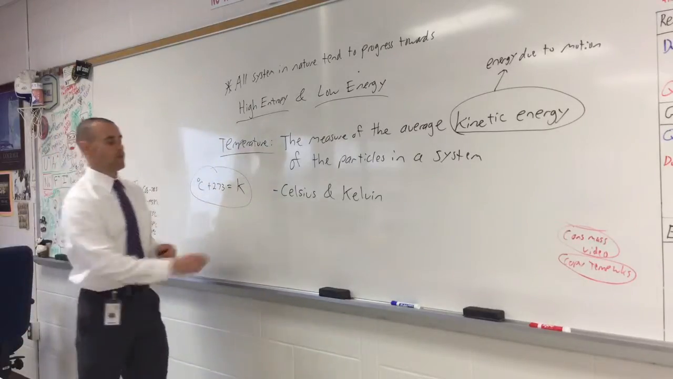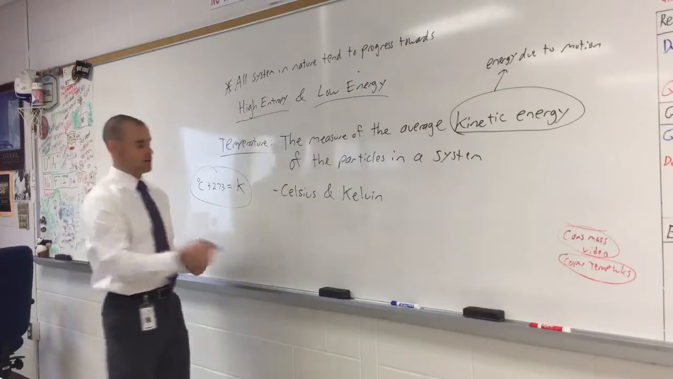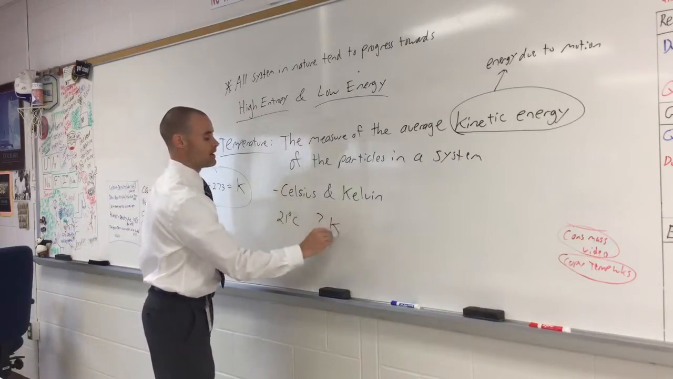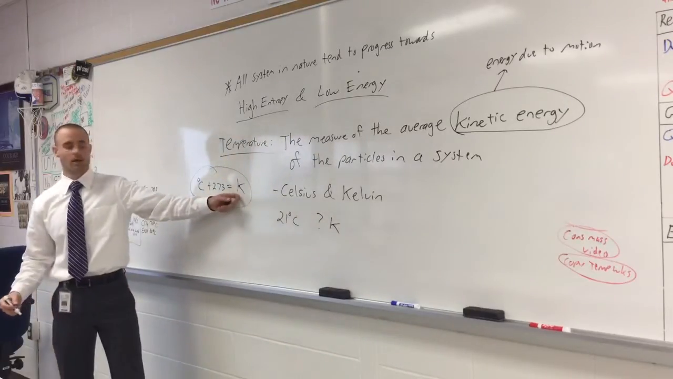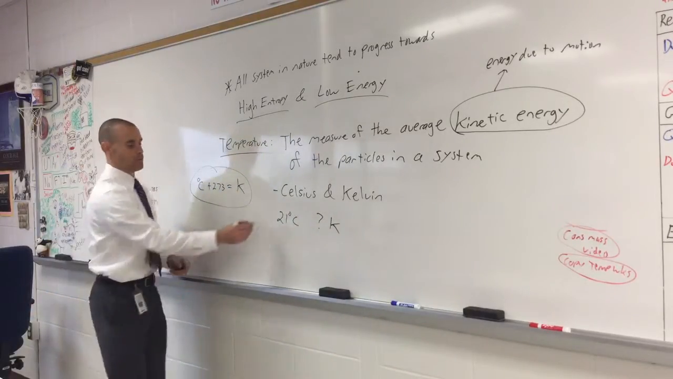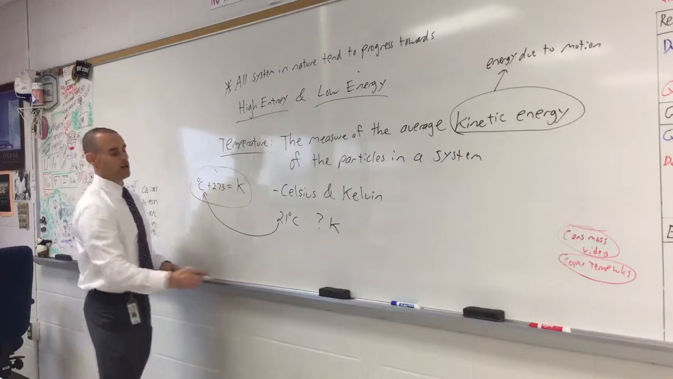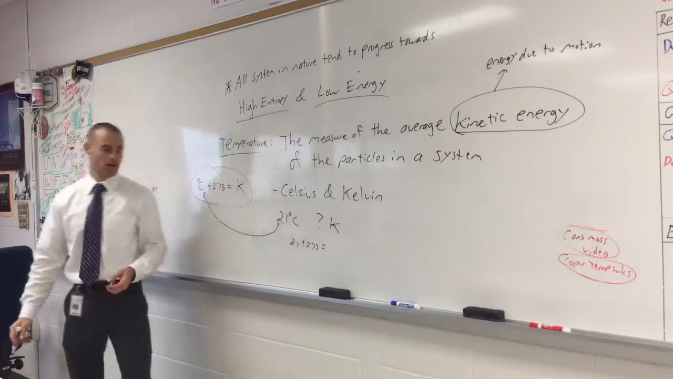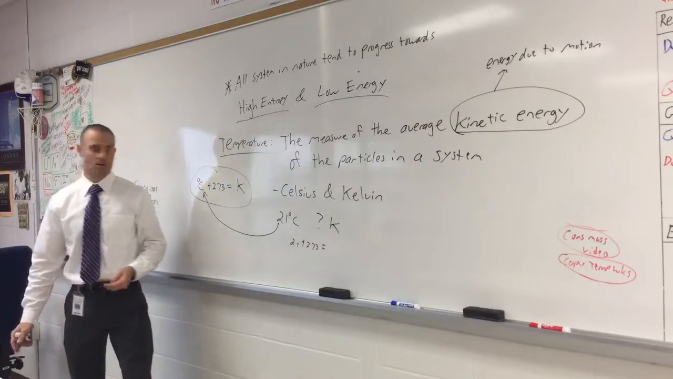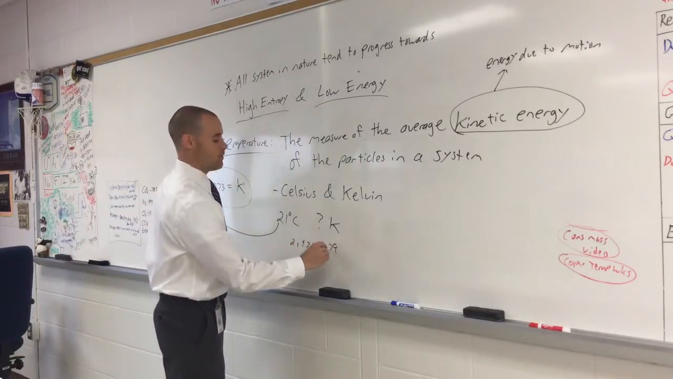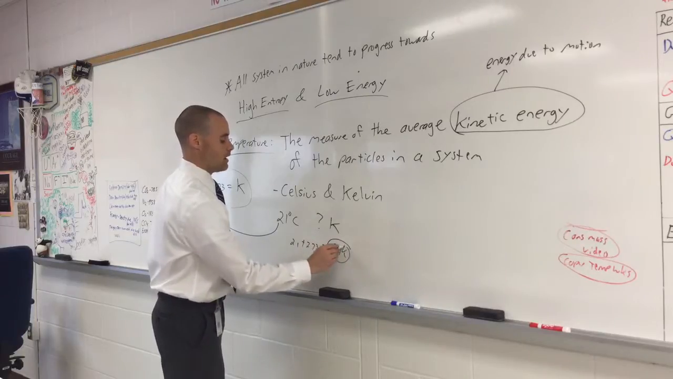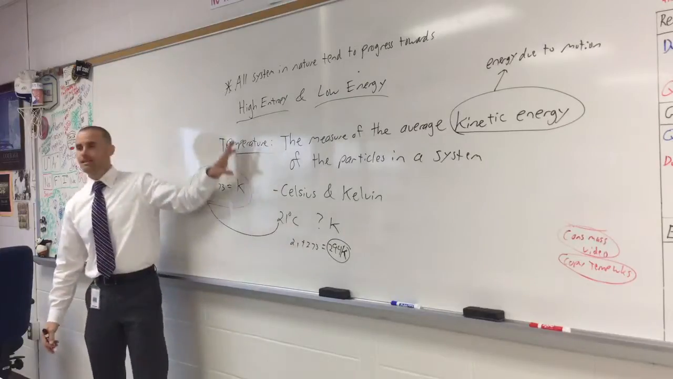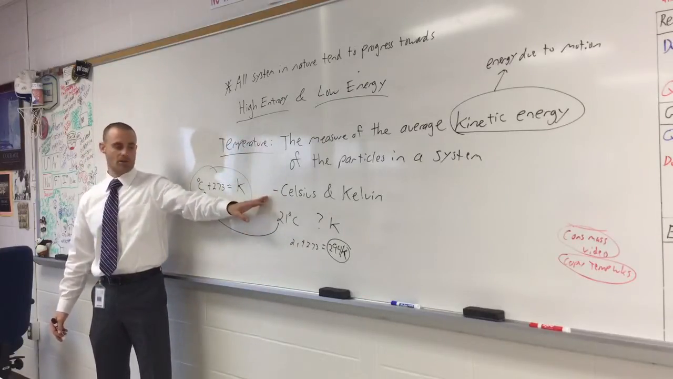So, for example, this room, it's not showing, but let's say this room is 21 degrees Celsius. What would that be in Kelvin? And Kelvin is capital K, by the way. We plug the 21 in here, so it would be 21 plus 273, and that would equal 294 Kelvin.